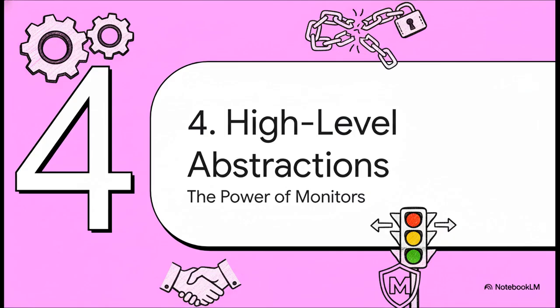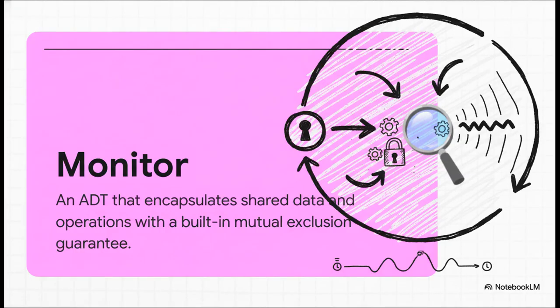To deal with this, some very smart people came up with a much safer, higher-level tool, the monitor. The whole magic of a monitor comes down to one word, encapsulation. It grabs your shared data and all the code that touches that data and shoves it into a protected little box. And the language itself guarantees that only one thread can be running code inside that box at any given time. The mutual exclusion is baked in, it's automatic, which means it's way, way harder for you, the programmer, to screw it up.